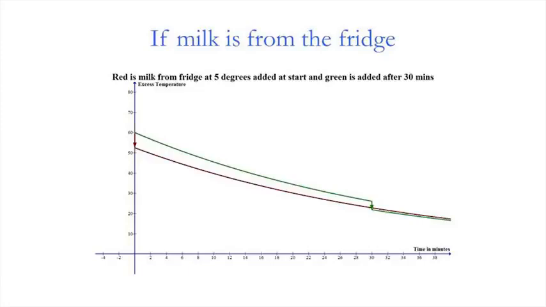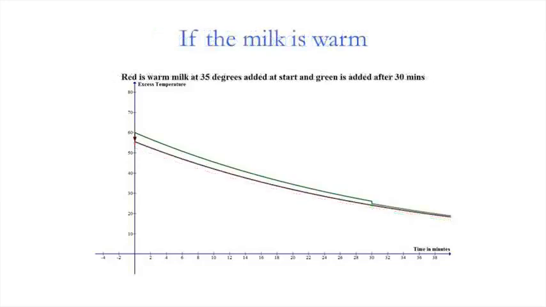But if your milk is warm, the red milk, warm milk at 35 degrees, it turns out it's best to delay adding it. So once again, we've got the two: adding it at the start comes right down here, and that one stays below, whereas here's leaving it and adding it later on, coming down, and then it drops down and keeps on going. So perhaps fairly intuitive that if the milk's cold, add it right away, and if it's warm, then delay adding it.